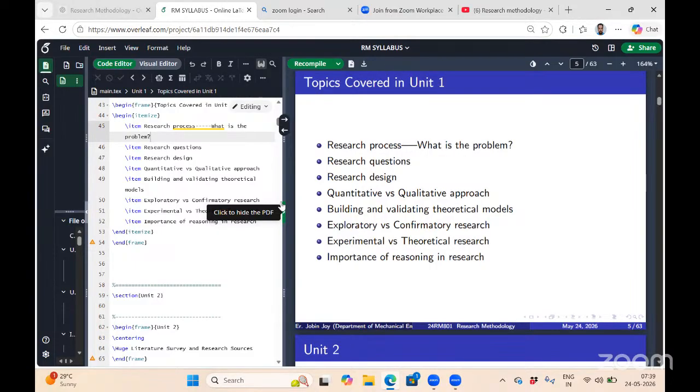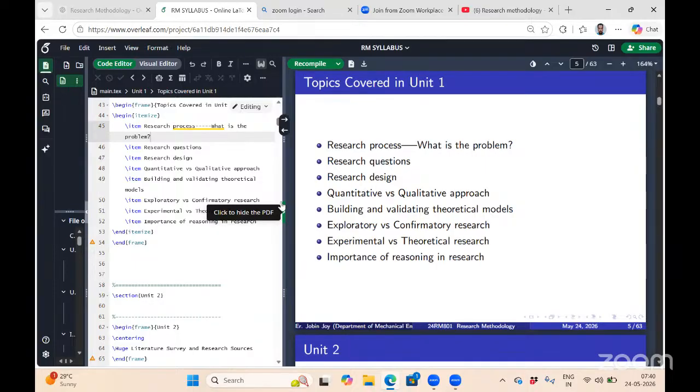After identifying the problem, the researcher conducts a literature review to study previous research papers and journals. The next step is formulating research questions and objectives. Example, does robotic automation reduce production time? And the researcher develops a hypothesis. Example, automation increases production efficiency.